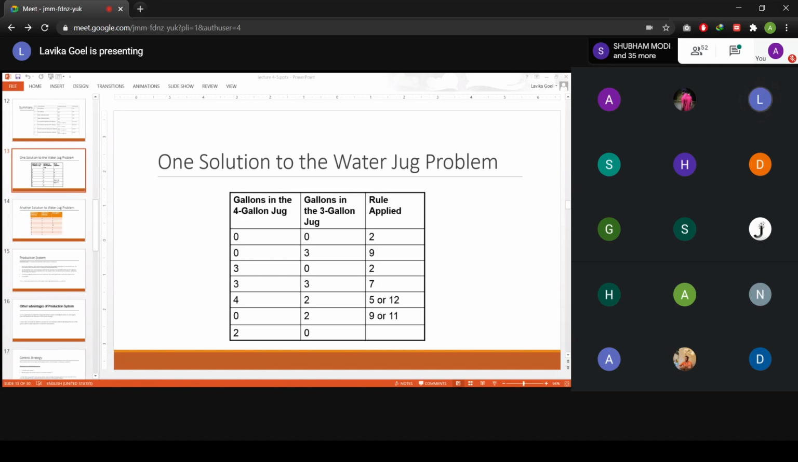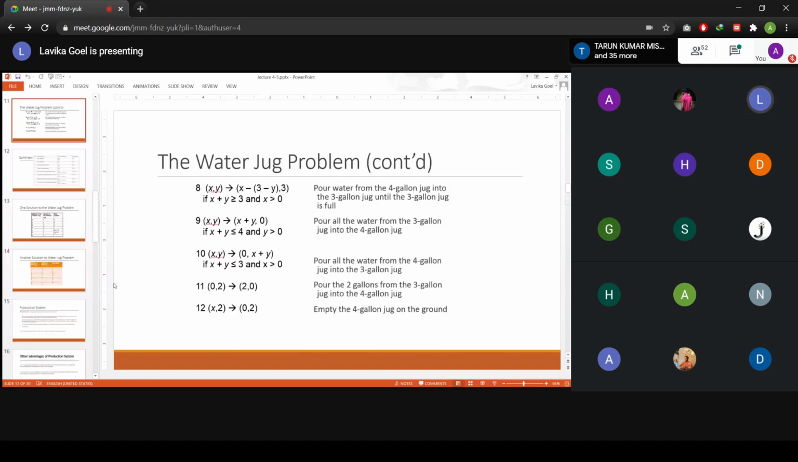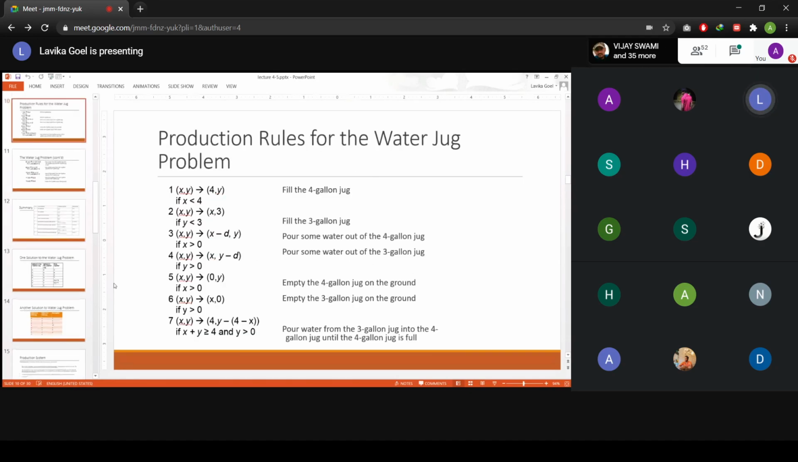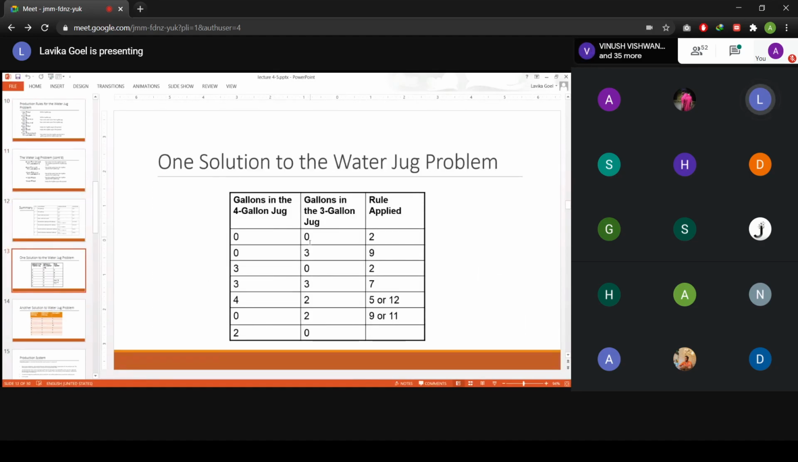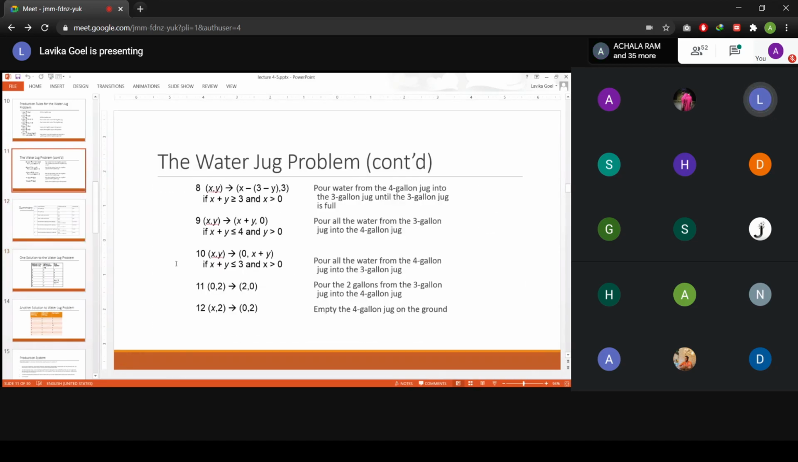Can you tell me which rule you have applied for getting the next state from the initial state? 0, 0 was the initial state, and you have filled the 3-gallon jug. So which rule? Just see here, from the 12 rules, this is rule number 2, filling of the 3-gallon jug. That is why you have written the rule applied as 2. After you applied the second rule, you get 0, 3, and then you transfer all the water from the 3-gallon jug to the 4-gallon jug. That means you have applied rule number 9. The ninth rule is pouring all the water from 3 to 4.